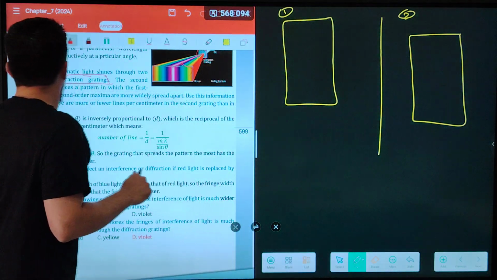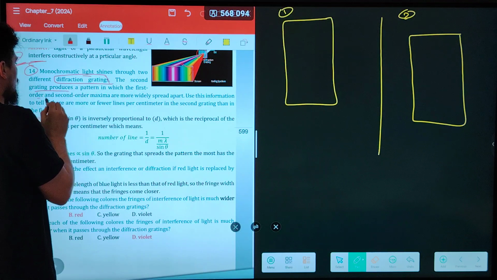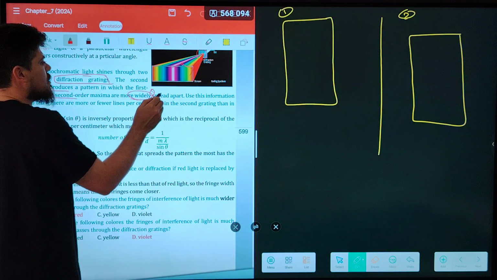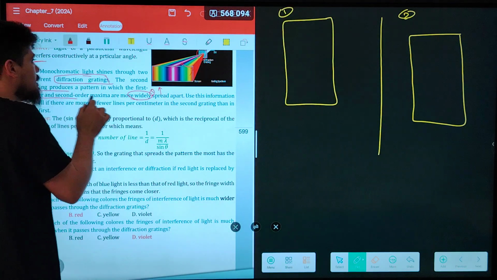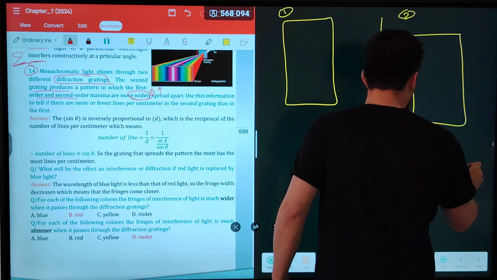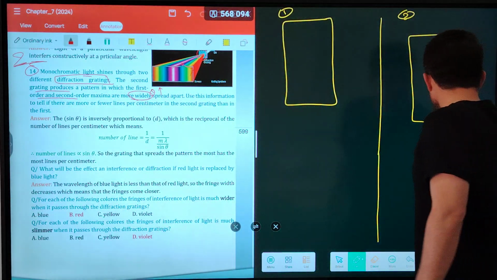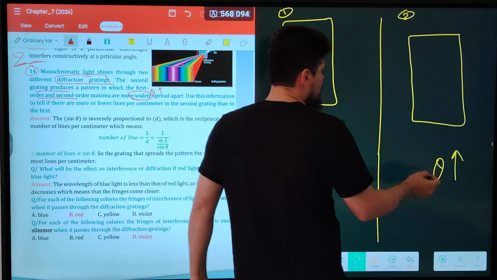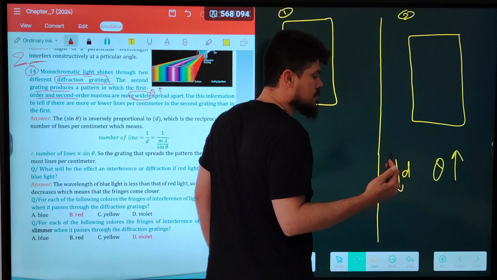Okay? The second grating produces a pattern in which the first order and the second order maxima are more widely spaced. What do you mean by more widely? More angle of diffraction. In the second one, theta is more. Why? Because the width of the pattern is wider. When does theta increase and the pattern become wider? If the distance decreases. If the distance is small.